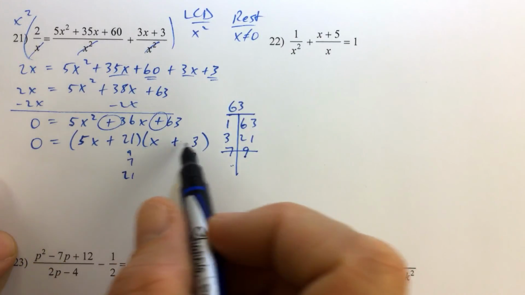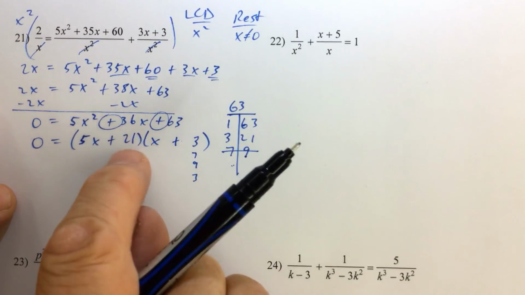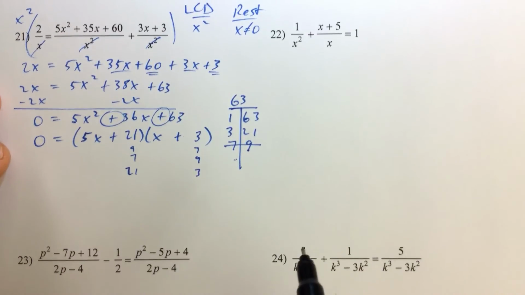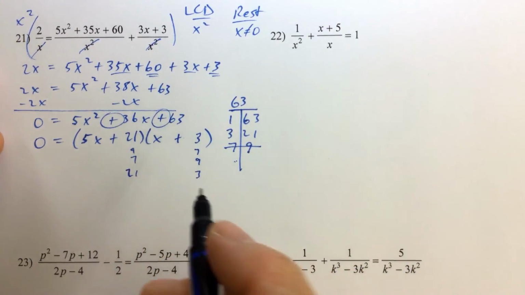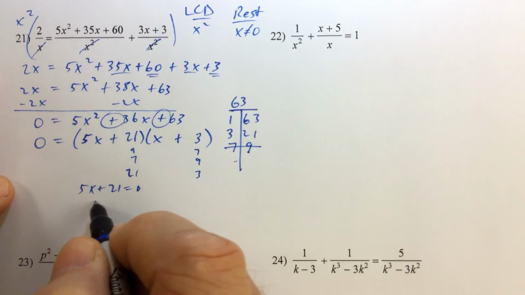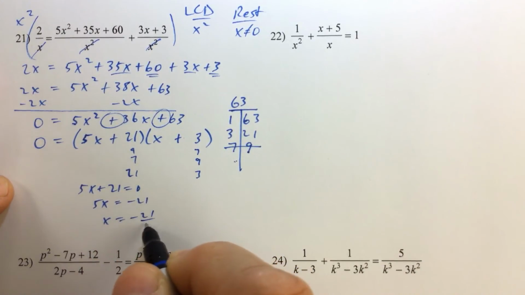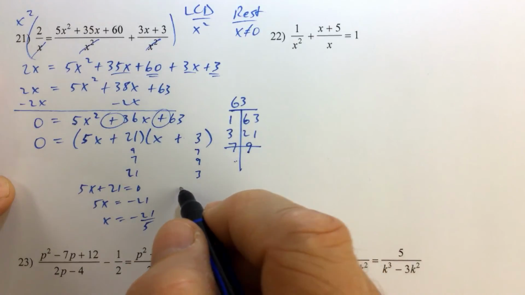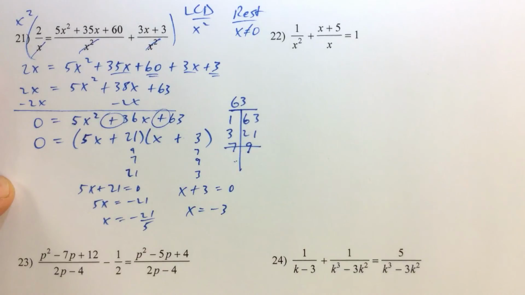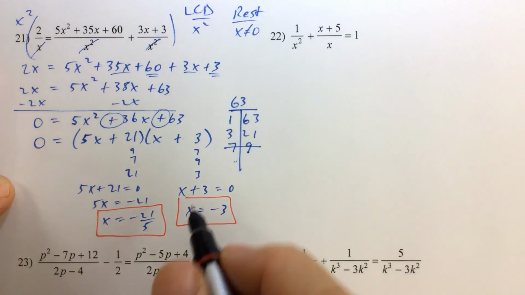5x plus 21 times x plus 3, because we have 15x plus 21x, that's 36x. 21 times 3 is 63. So that is one of the most difficult factoring problems that we've had so far. But nevertheless, when we set each factor equal to 0, we subtract 21 from both sides, and then divide both sides by 5, and we get x equals negative 21 over 5. And over here, x plus 3 equals 0 means that x is equal to negative 3. Not restricted, so we have both of these numbers as our solutions.